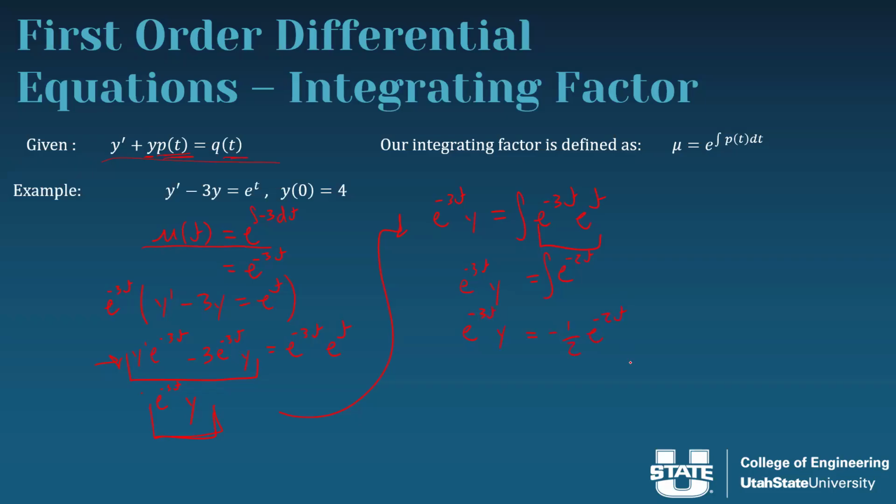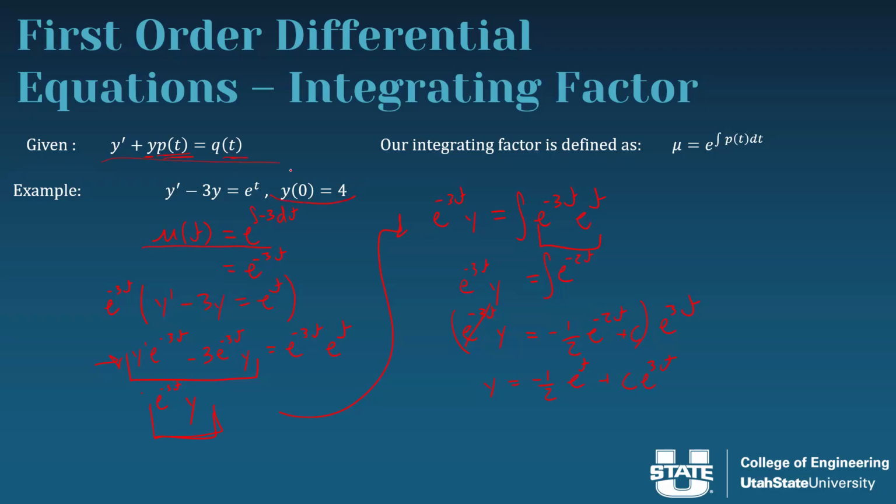Now we want to get y by itself, so I'm going to multiply everything by e to the 3t to get rid of it on the left-hand side. I have y equals negative 1, oh sorry, I forgot my plus constant there. Negative 1/2 e to the t, because 3t and negative 2t is just one positive t, plus c e to the 3t.